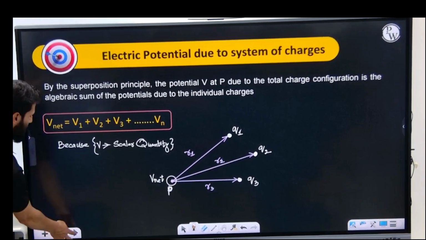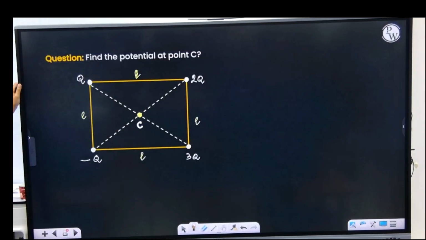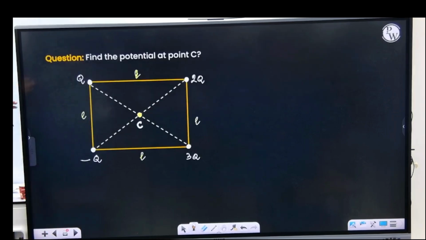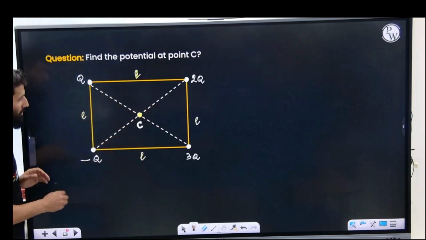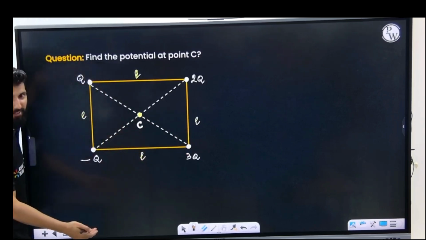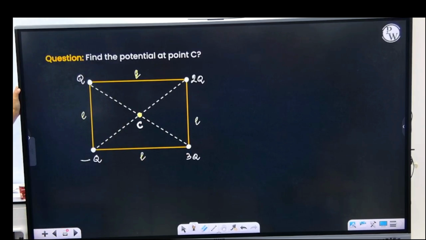Done? Look here. Look here. We need to find potential at C. We need to find potential at C. How many charges are there on the corners? Potential has no direction, only magnitude. Only magnitude.